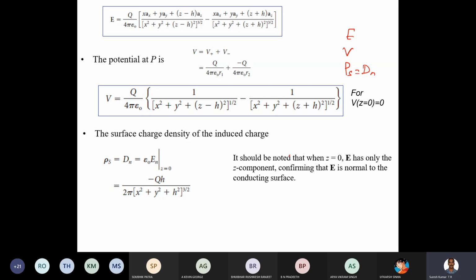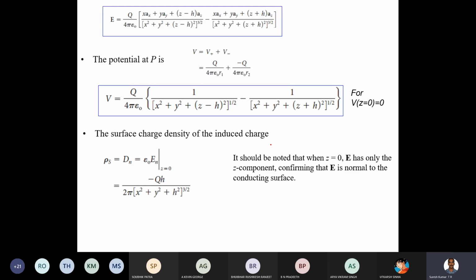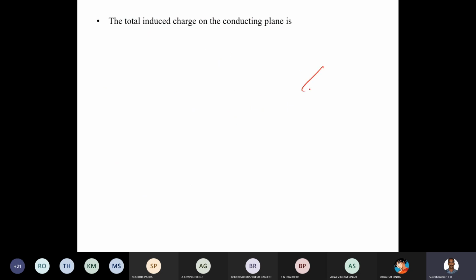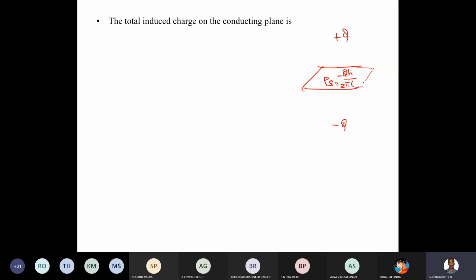Then fourth, let us calculate, as we know this rho s, we can calculate the total charge. So rho s is known, right? Surface charge density is known. Now we want to know what is the total charge. See, the point is, this is the boundary, this is a plus q, this is minus q. Now we have calculated rho s equal to some big equation, right? So minus qh upon 2 pi times some length expression. Okay, so this is the surface charge density.